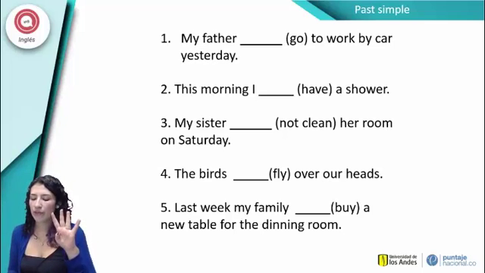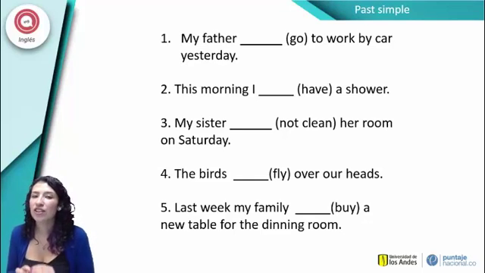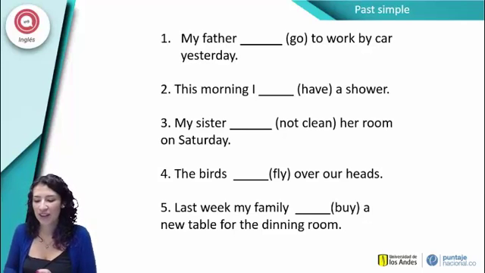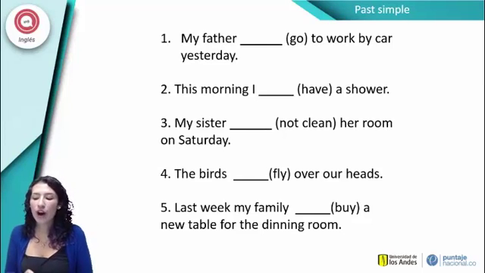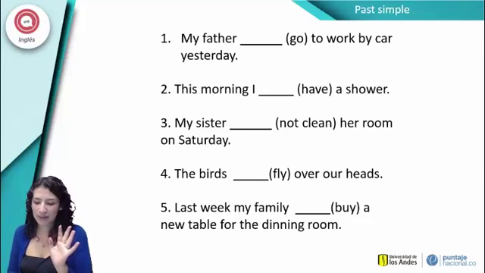Let's go for number 4. Okay, fly is also an irregular verb. So the past is not flight, it is flew. I flew. Okay? So the sentence would be the birds flew over our heads. You see that it's important to know this by heart. Okay? There is no other way. Let's go to number 5.